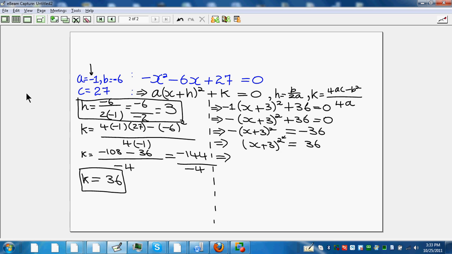Okay. To do that, I have to find the square root. And if I find the square root on the left-hand side, I must also do it on the right-hand side to maintain equality. So I'm going to find the square root on the left-hand side, and I'm going to end up with x plus 3 is equal to the square root of 36, which is not only 6, but it's also minus 6. So we must remember to put plus or minus 6 in the solution.